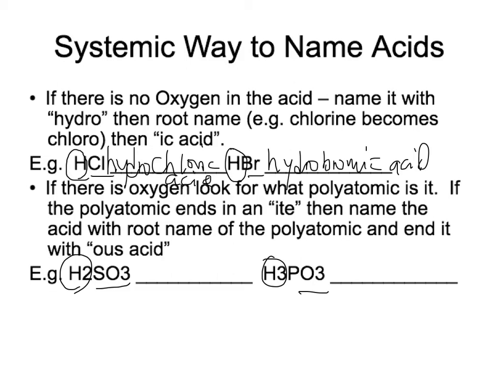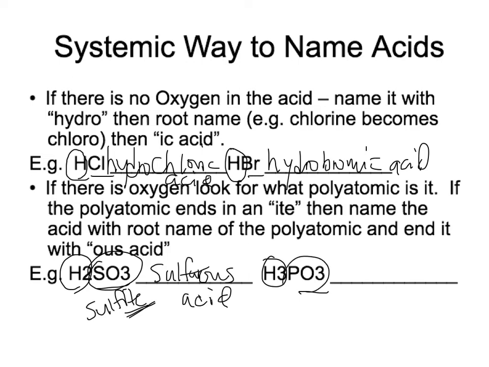If there is an oxygen, you look at what the polyatomic is. So if you look at your polyatomic list, and you absolutely should, this is the sulfite ion. And if it's a sulfite, what we're going to do is name the acid with the root name of the polyatomic and end it with ous. So none of this hydro business. So we're going to start with sulf instead of ite. We're going to go sulfous acid, or actually sulfurous acid.